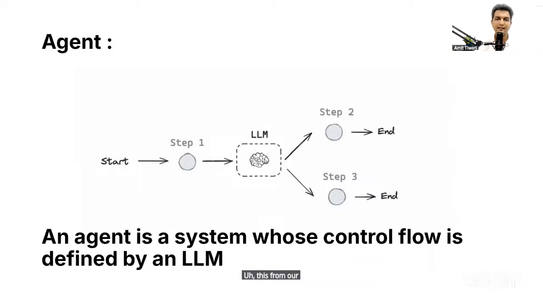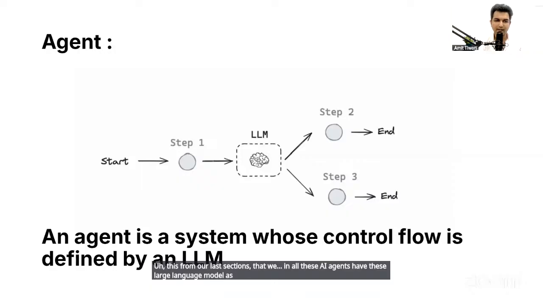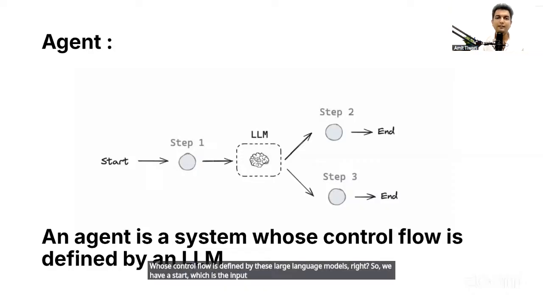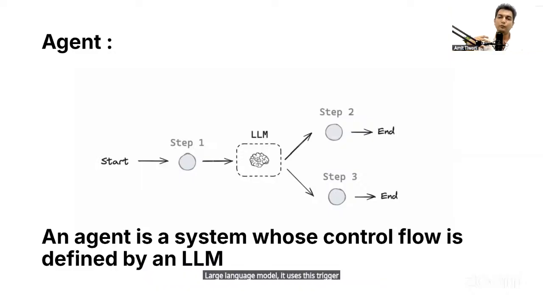In the last sections, we saw that all these AI agents have a large language model as their core, right? An AI agent is a system whose control flow is defined by these large language models. So we have a start, which is the input or the prompt, and then there is a step in between, where we take in input from a form, which is also called a trigger. And this large language model uses this trigger to follow certain steps.